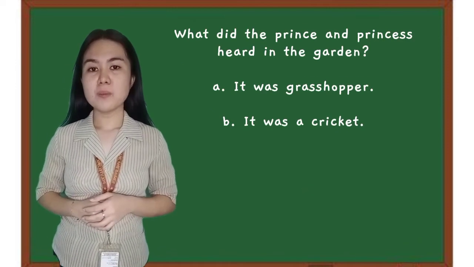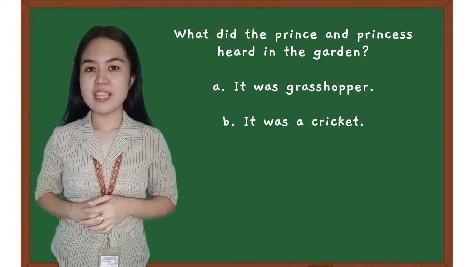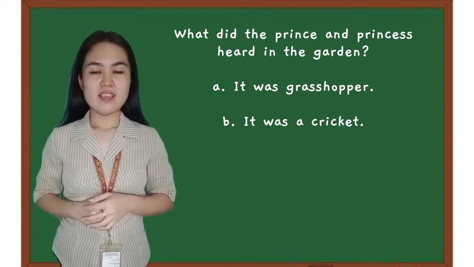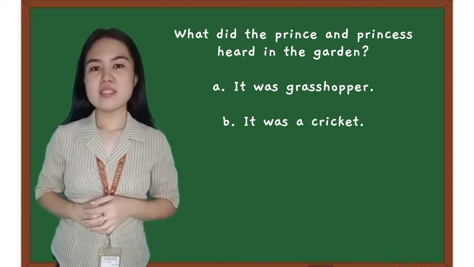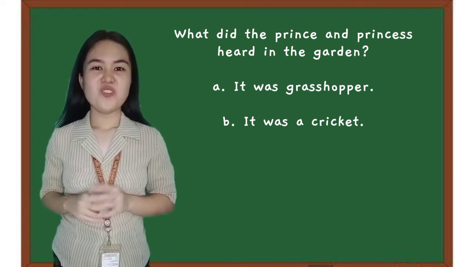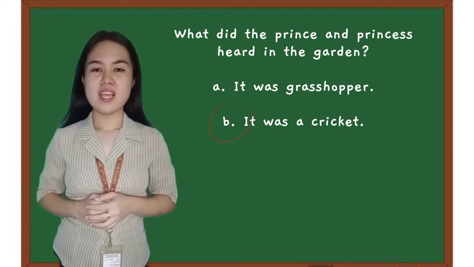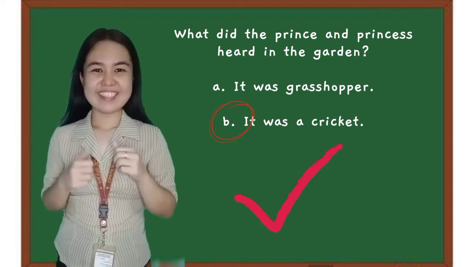What did the prince and princess hear in the garden? A. It was a grasshopper, or B. It was a cricket. If your answer is letter B, then you are correct.